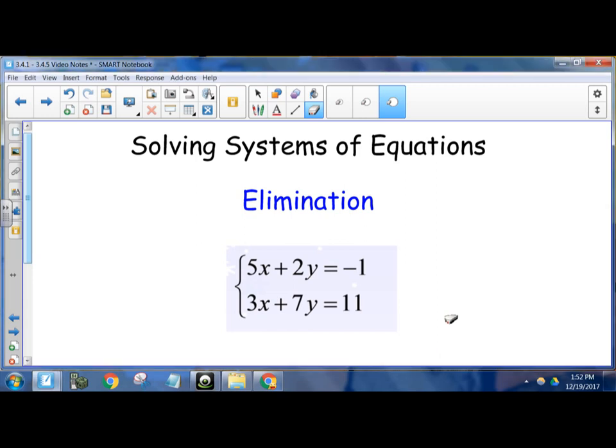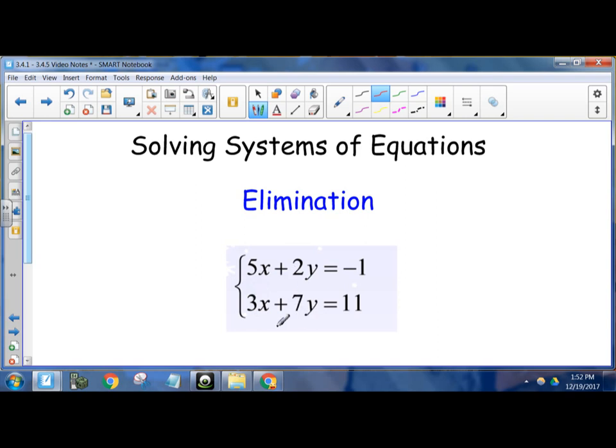Hey, Algebra 1, we're back at it with elimination, and I want to bring up this one because it's a little more challenging than the other two problems. Look at this. Right here, we got 5x, 2y, 3x, and 7y, and you want to use elimination. Now, there's not an easy fix, right? There's not an easy fix.